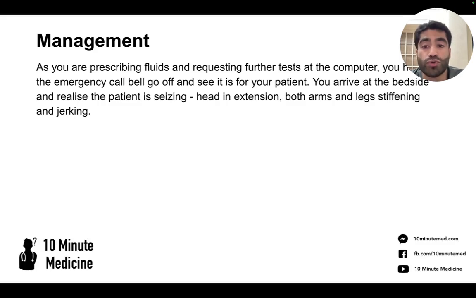So as you're prescribing the fluids and requesting further tests at the computer, you hear the emergency call bell go off and realize it's for your patient. You arrive at the bedside and you see that the patient is actually seizing. You can see that the head is stuck in extension, both their arms and legs have stiffened, and they are jerking in rhythm symmetrically.